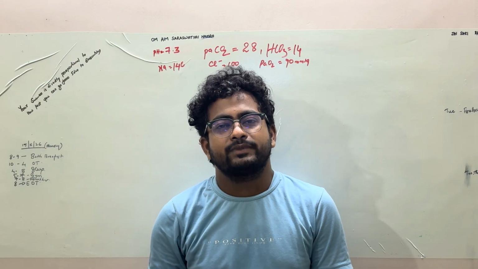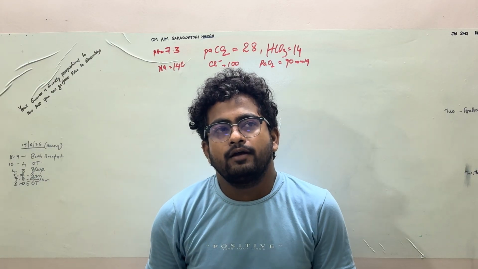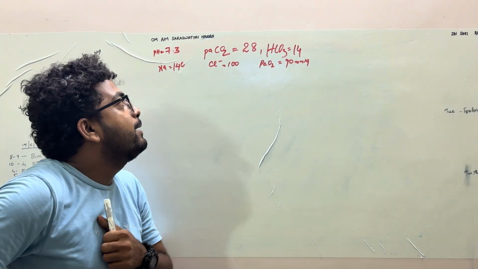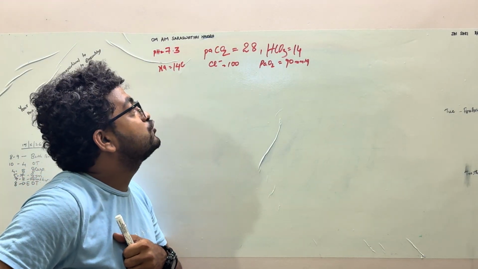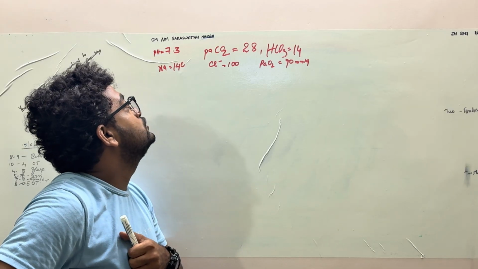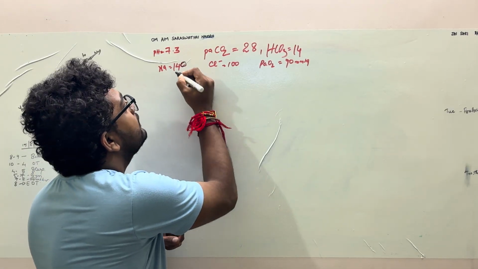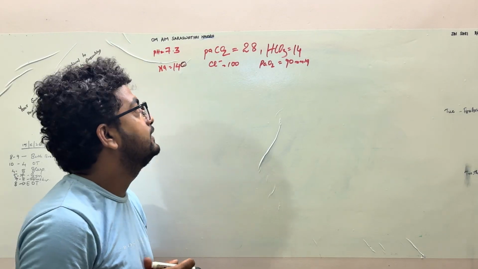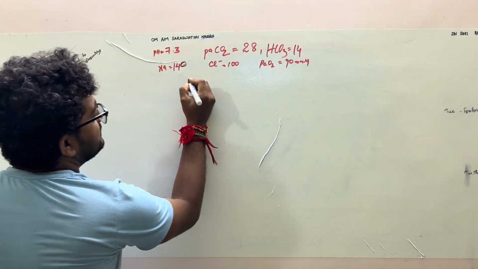Let's discuss this ABG question. The question says that pH is 7.3, partial pressure of carbon dioxide is 28, bicarbonate is 14, sodium is 140, chloride is 100, and partial pressure of oxygen is 90. So now let's discuss it.